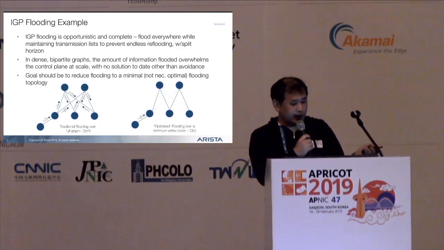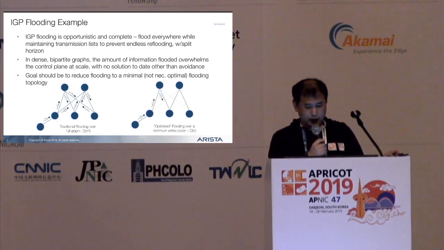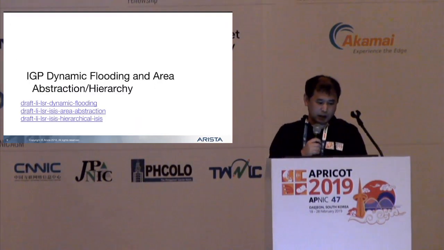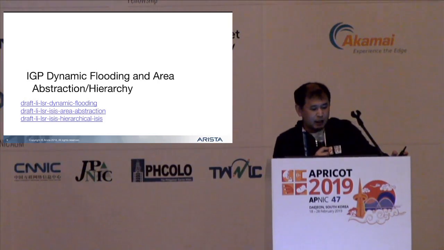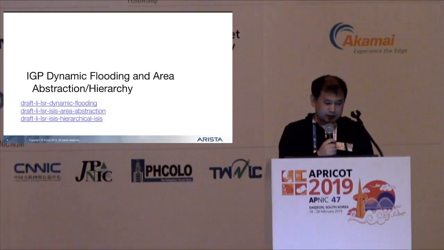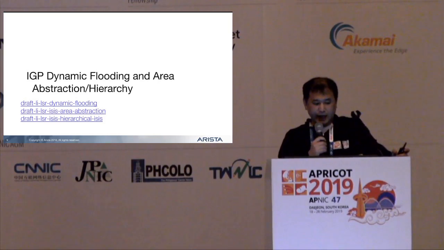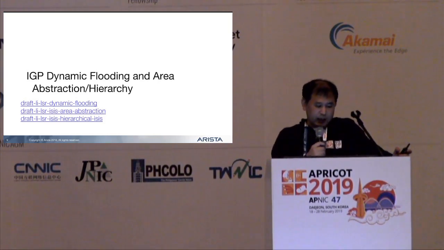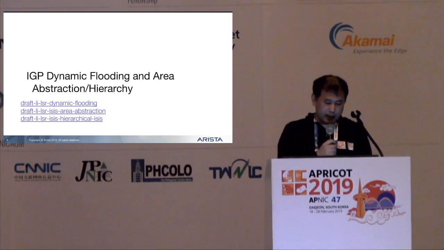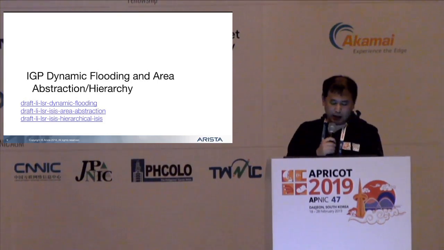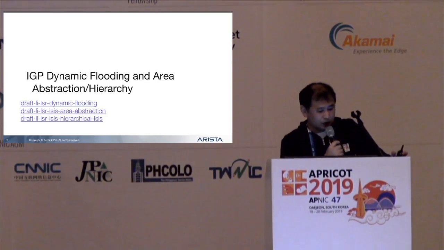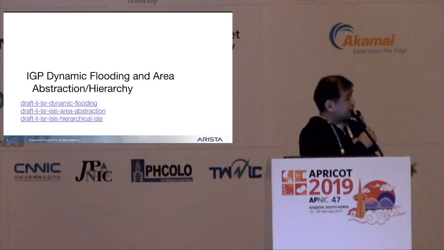The goal should be to reduce flooding to a minimum, like this topology, by the flooding topology. So I'd like to explain several approaches in IETF. At first, I'd like to explain IGP dynamic flooding and the area abstraction and hierarchy. Tony Li submitted several documents on ISIS enhancement, and IETF has currently integrated the OSPF working group and ISIS working group into the LSR, link state routing, working group.